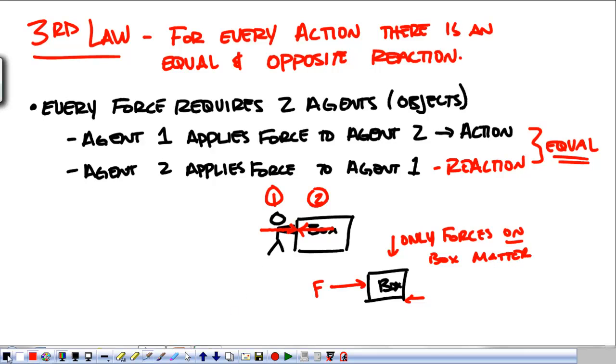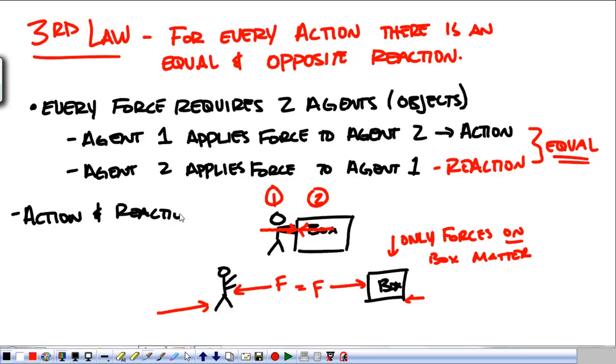Now, the man also has forces acting on him. Okay? He has an equal force to his push from the box pushing backwards on him. Those two are equal and opposite. But he also has some frictional forces acting on him as well. And again, it's only his forces that matter to him. These two do not cancel out, and we're going to write that down. Action and reaction do not cancel because they act on different objects.